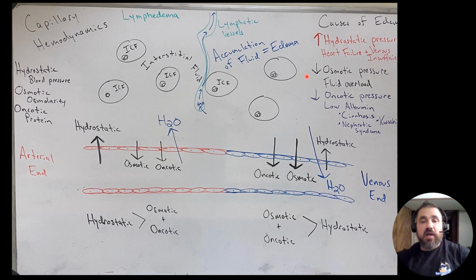Decreased osmotic pressure can occur if you're fluid overloaded with something like hypotonic fluid. We decrease our osmolarity, so we have less inward pull. Then oncotic pressure: low albumin. This can be due to cirrhosis, because your liver makes albumin and all the proteins. You have nephrotic syndrome, where you're peeing out greater than 3.5 grams of protein every day, so you're losing all this protein in your urine. Or protein malnutrition, which is kwashiorkor, as opposed to marasmus.